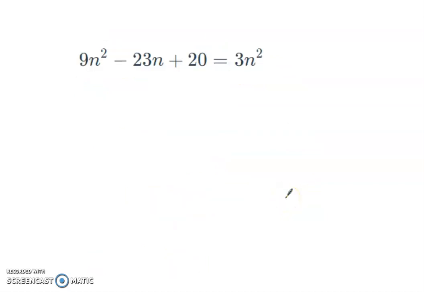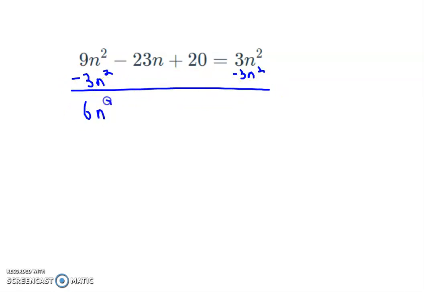Now, occasionally they'll get a little bit uglier, so you need to be ready to clean things up a bit. You'll notice that every time we use the quadratic formula, we have the right side equals 0. So I need to get rid of that 3n squared so that I have the right side equal to 0. So I'll subtract 3n squared from each side. Okay. Now I'll have 6n squared minus 23n plus 20 equals 0. And then I'll just start putting these numbers into the formula.